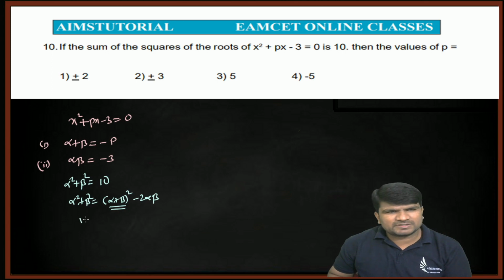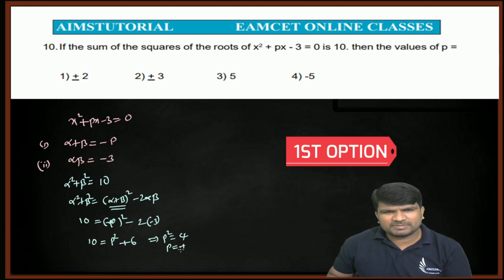So alpha square plus beta square is 10, alpha plus beta whole square, that is minus p whole square, minus 2 times alpha into beta, which is minus 3. So 10 equals p square minus of minus, plus 6. So p square equals 10 minus 6, that is 4. p equals square root of 4, that is plus or minus 2. So which option is there? First option.